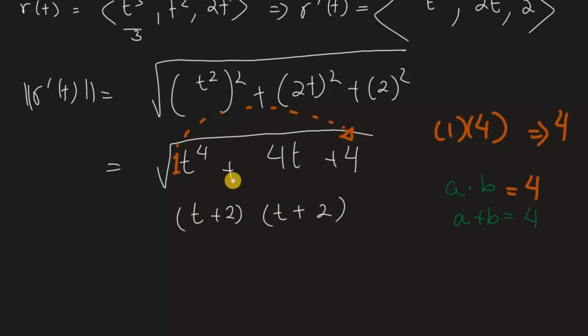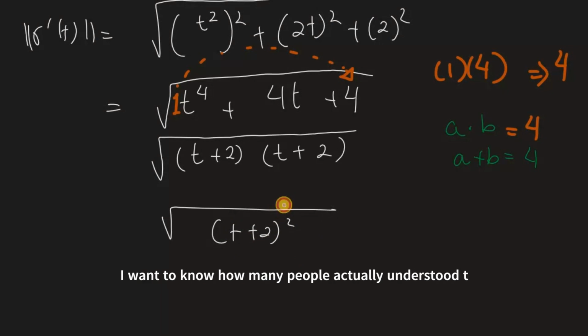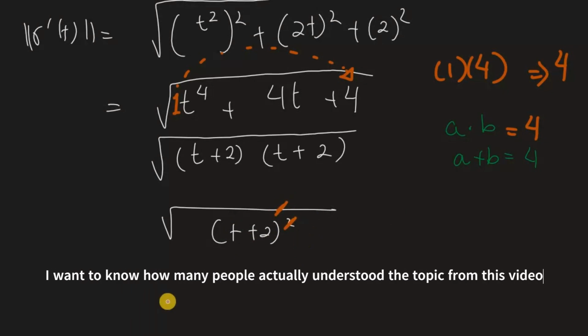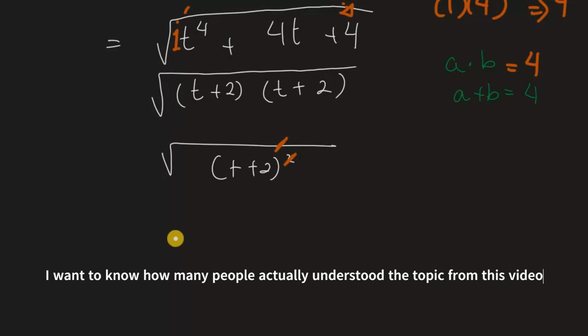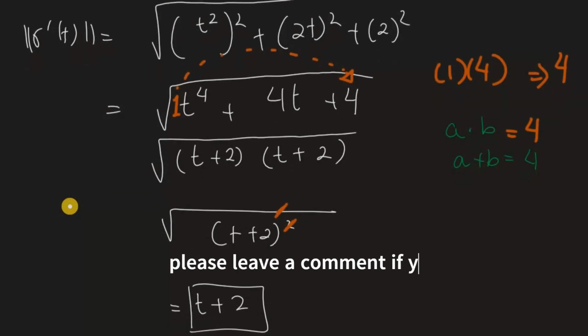When you multiply this, you achieve this, right? So we just factored it out. Now, this is like, for example, if you had x times x, this can also be written as x squared. So you do the same thing. This is simply multiplying by itself, so you can also write it in the form of t plus 2 squared. Now you see the square root cancels out with the square, so you're only left with t plus 2. And this is how r prime of t simplifies.